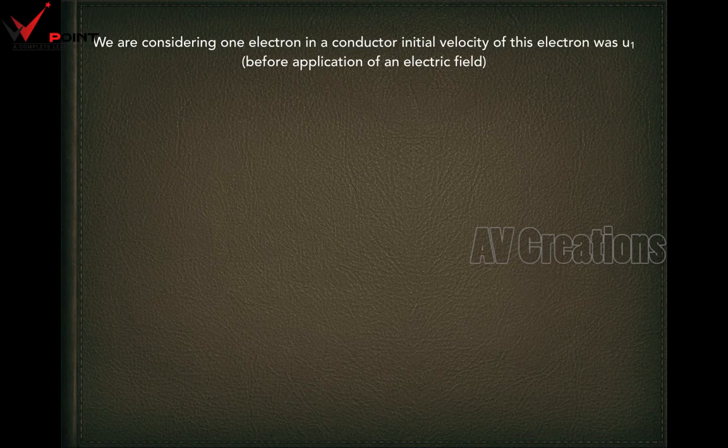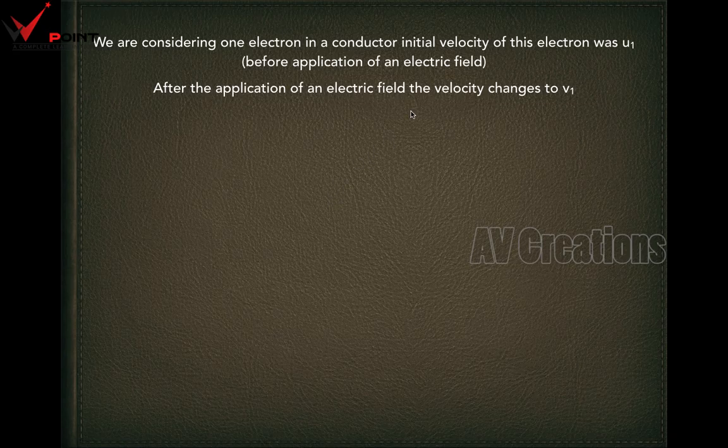We are considering one electron in a conductor with initial velocity u1. The initial velocity of the electron is u1. It is also known as thermal velocity, the velocity of the electron before application of the electric field. After the application of the electric field, the velocity changes to v1. So there are two velocities, one is u1 and one is v1.